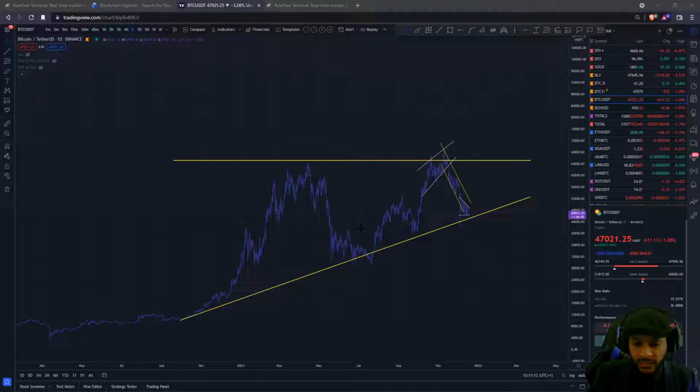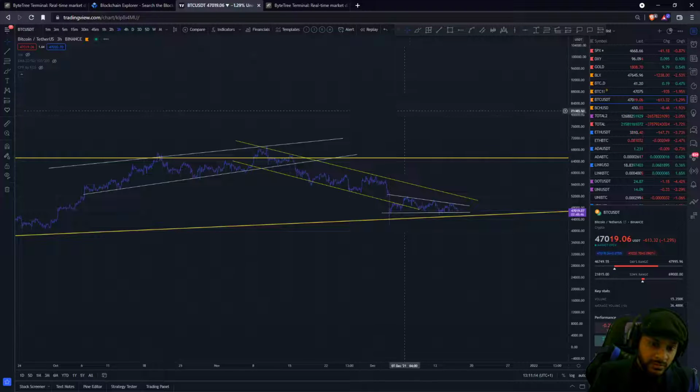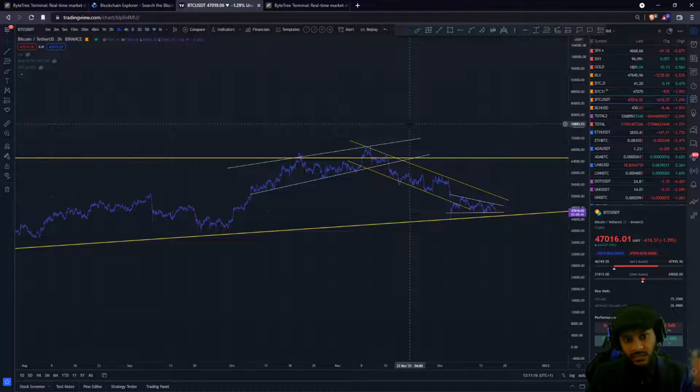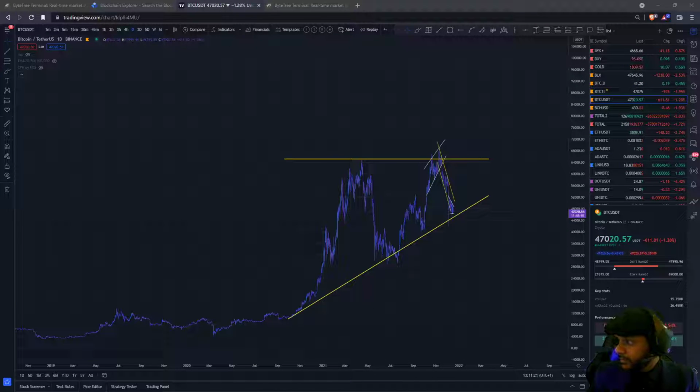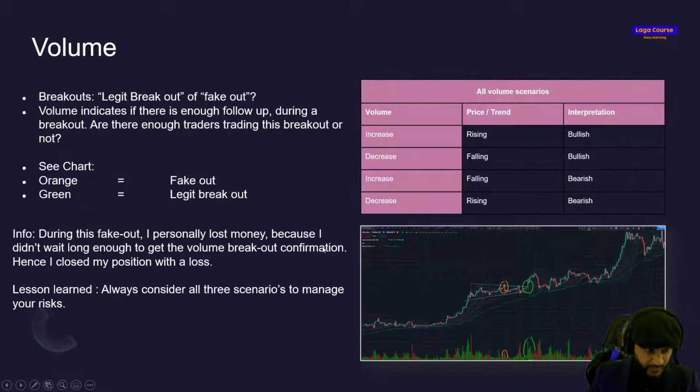So that's what I mean. If you zoom in too much, you become too emotional. You see a lot of trends, but you have to look at the bigger time frame. Longer time frame is king. All right, let's continue.